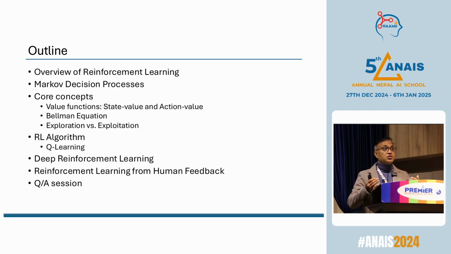Because when somebody talks about reinforcement learning, if I know something about reinforcement learning, I know these kinds of words. For example, what is state value, what is action value, what is the Bellman equation, and what is exploration and exploitation, and what is the trade-off between these two things. If I am aware of these core concepts of reinforcement learning, then I feel like, okay, I can now really work on problems that can be solved using reinforcement learning.